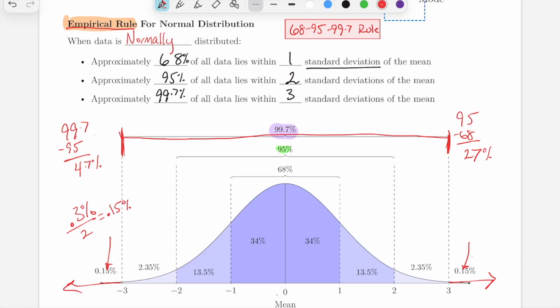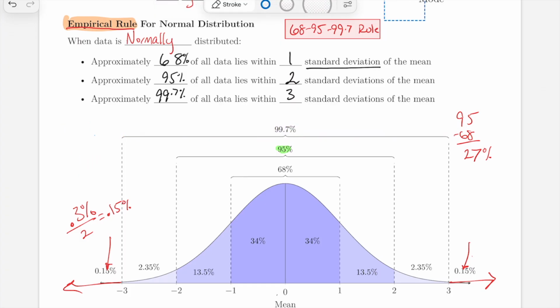Now again, these are approximations using this lovely 68, 95, 99.7 rule. We actually have computers and calculators and z-tables that help us to get even more accurate than this, but these are nice ballpark numbers. Before we go on, I do want to take just a minute and give you an example of where you might see a normal distribution and put a little bit of context to this.